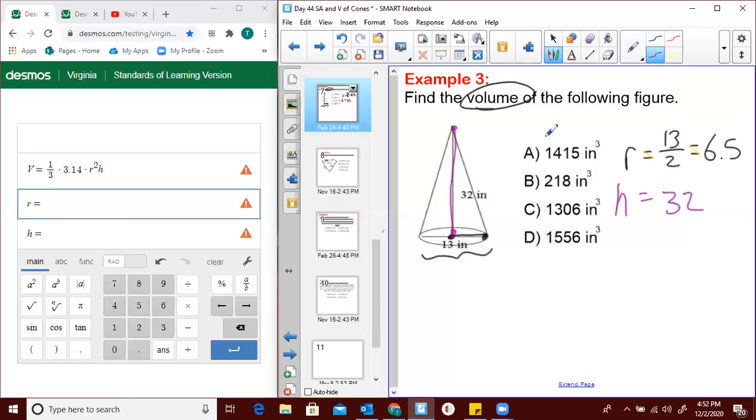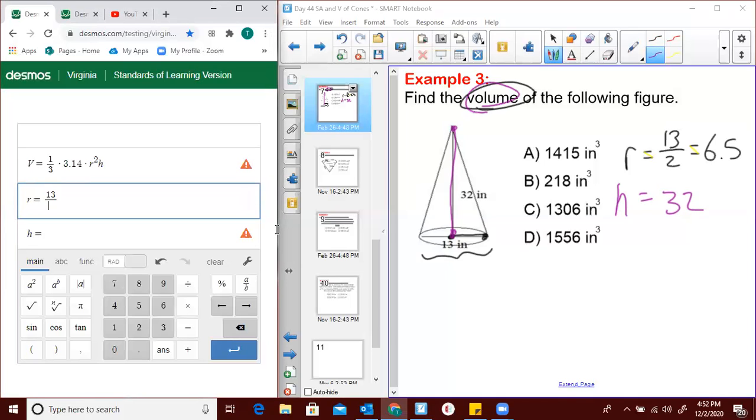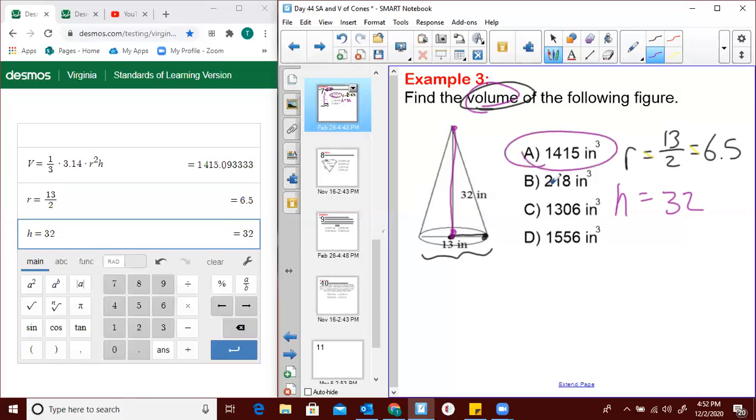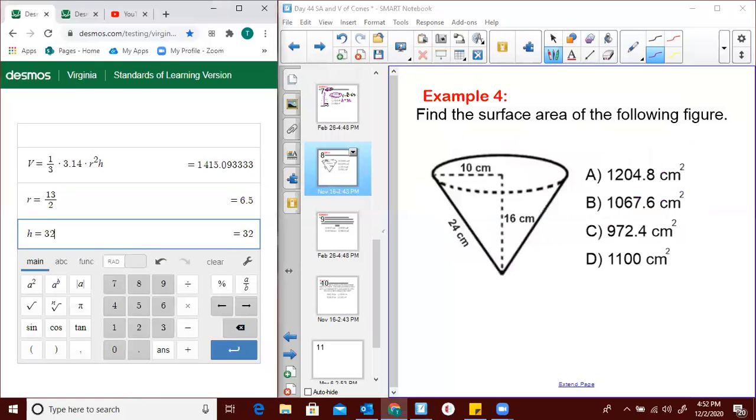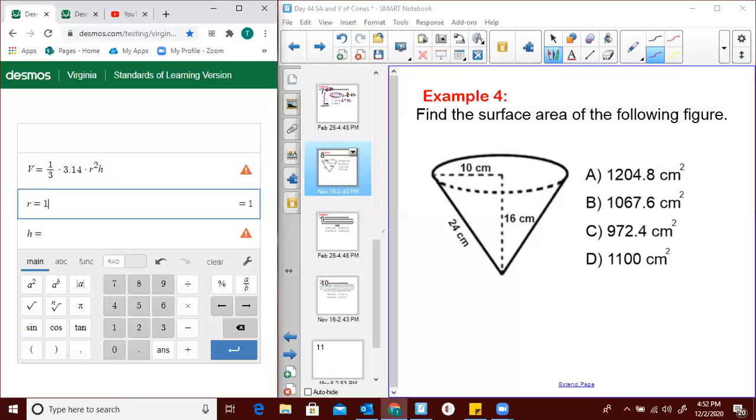Remember, when we're doing volume, we're looking for the inside area, or the inside volume of this figure. So that's why our height is inside. And then all we have to do is type in the information that we know. So radius is 13 divided by 2, height is 32. And you can see that our answer would be A, 1,415 inches cubed. Remember to delete, but do not get rid of everything.